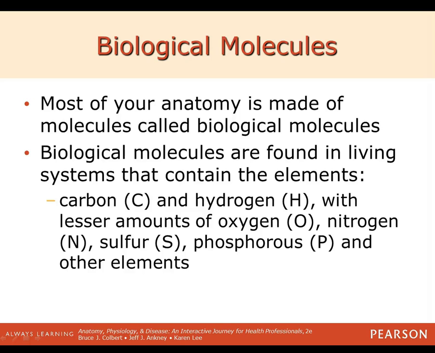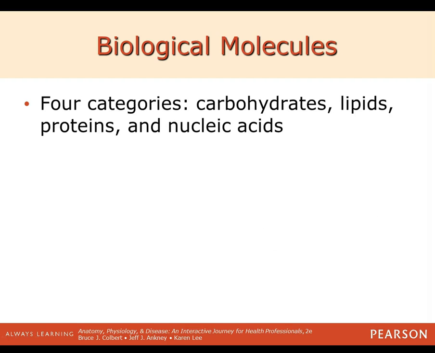Now we're going to talk about biological molecules. Most of your anatomy is made up of molecules called biological molecules. Biological molecules are found in living systems and contain the elements carbon and hydrogen, also known as organic chemistry. Additional elements included in the biological molecules are oxygen, nitrogen, sulfur, phosphorus, as well as other elements. There are 4 categories of biological molecules: carbohydrates, lipids, proteins, and nucleic acids.